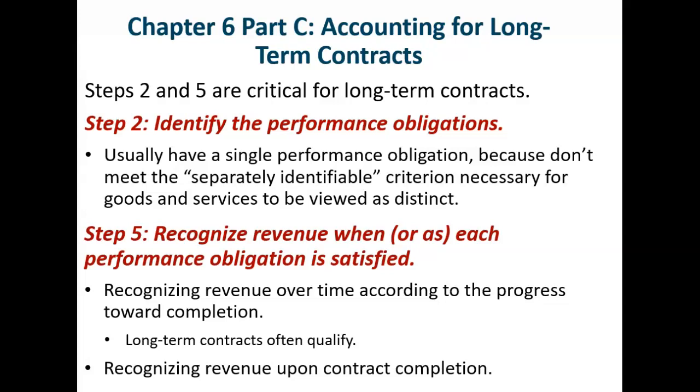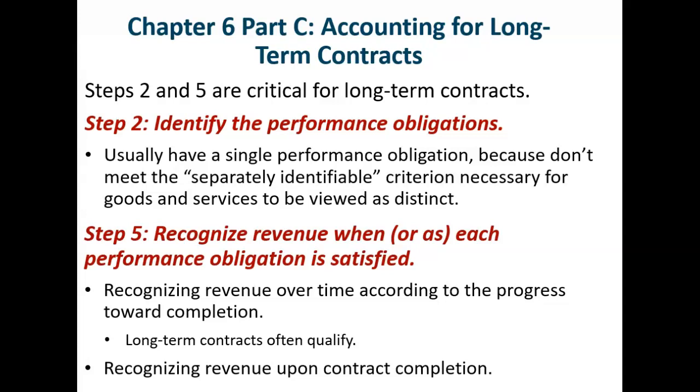Step 5, recognizing revenue when or as each performance obligation is satisfied, is important because there can be a considerable difference for long-term contracts between recognizing revenue over time and recognizing revenue only when the contract has been completed. For many years, long-term contracts that qualified for revenue recognition over time were accounted for using an approach called percentage of completion method, which recognized revenue in each year of the contract according to the progress towards completion that occurred during that year.